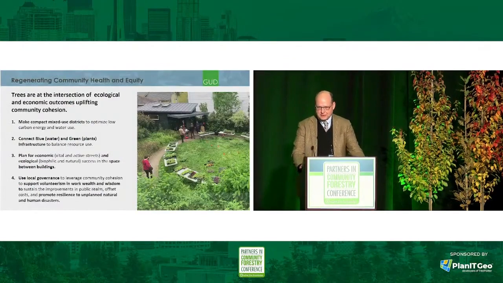So just a final conclusion that I can say about the keys to social cohesion: it's kind of a chicken or egg thing. You need to have enough social cohesion to have the conversation to make compact mixed-use districts. There has to be agreement that that's a good idea. They have to have a governance structure that connects the blue and green infrastructure in your cities, and there has to be at least an aspiration or interest to plan for economic vitality and natural uplift in your neighborhood or in your environment. And those have to be front and center if you're going to do such work.